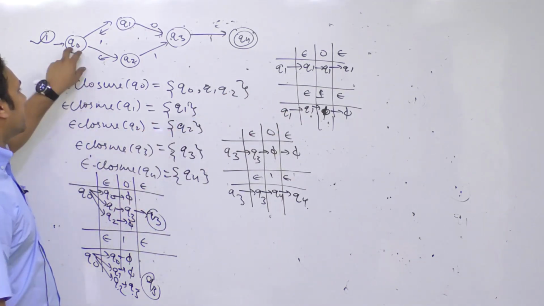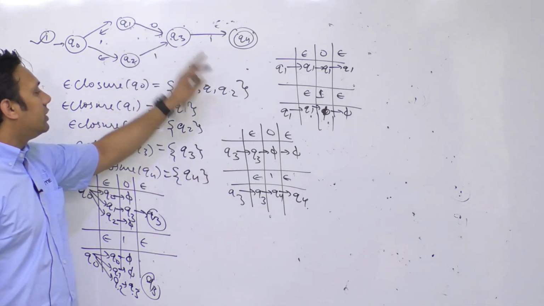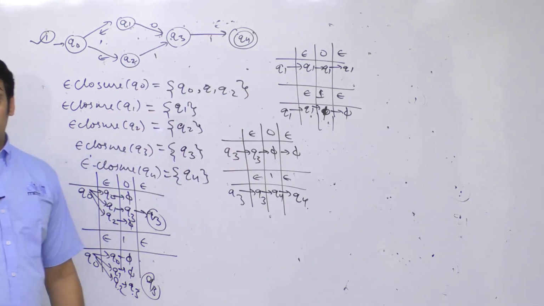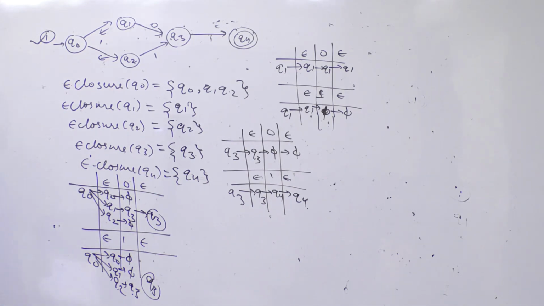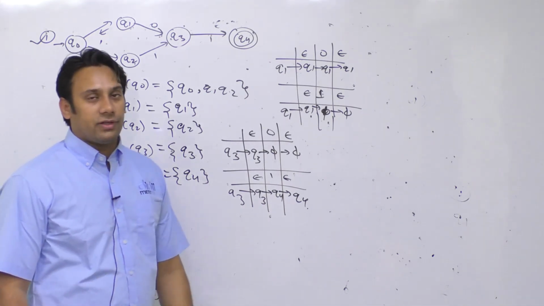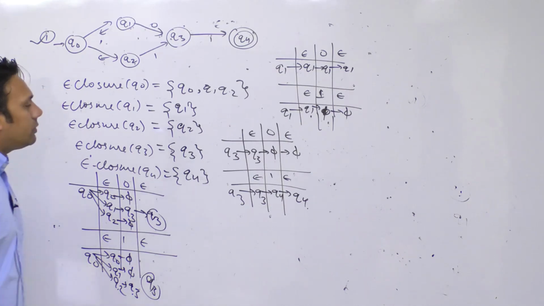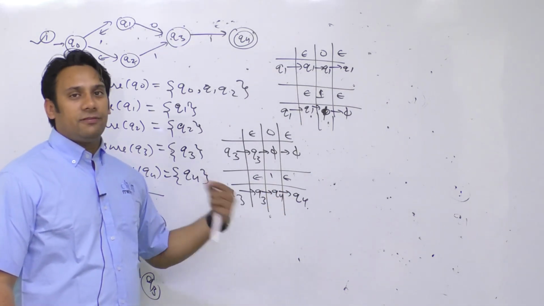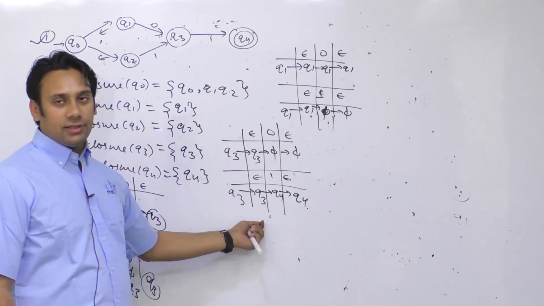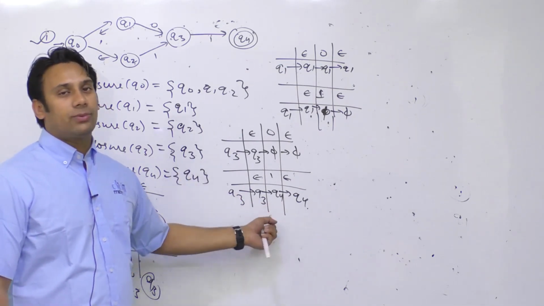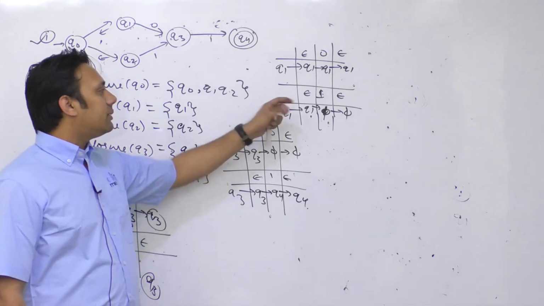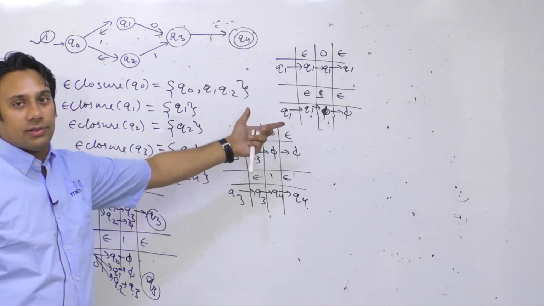You can create this table for Q0, for Q1, for Q2, for Q3, and for Q4. So for every state we can make these kinds of tables. Now I'm not really making all these tables, because with enough practice you do not really have to make them. I can directly make the table even without making these tables.